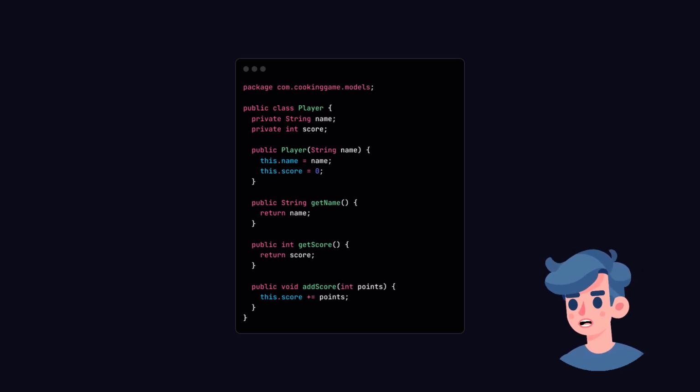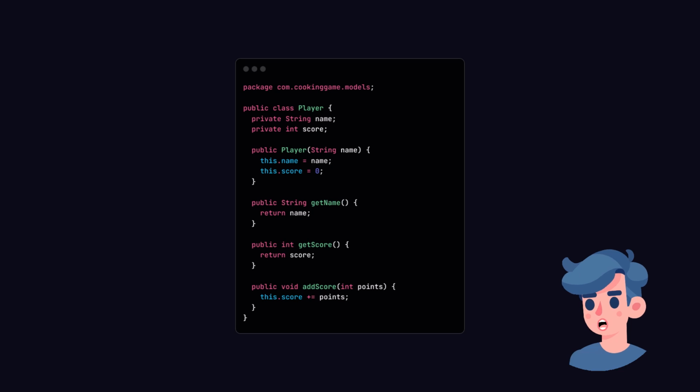This class will represent the player in our game. Each player will have a name and a score. We'll include methods to get and set these values.